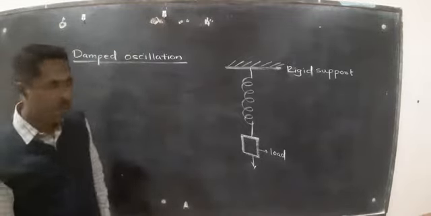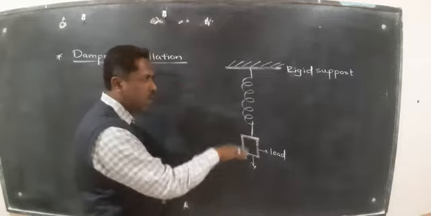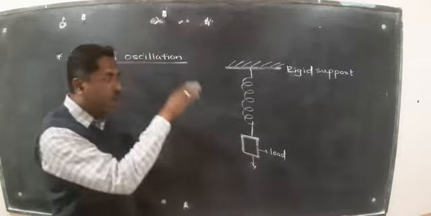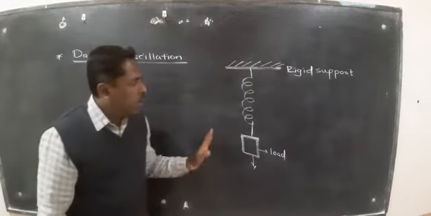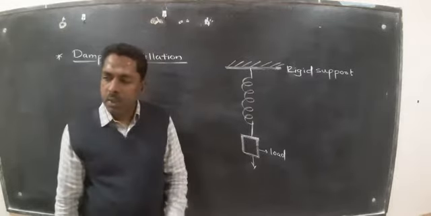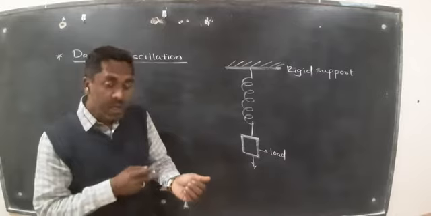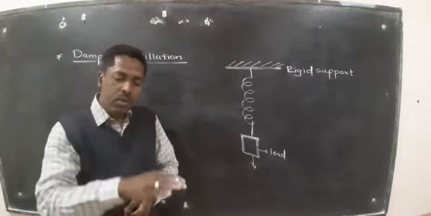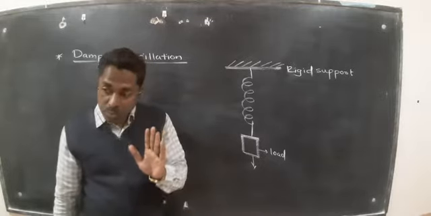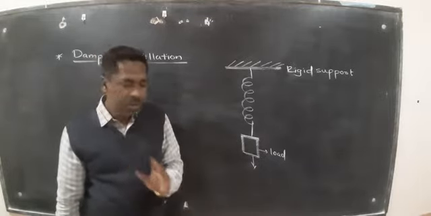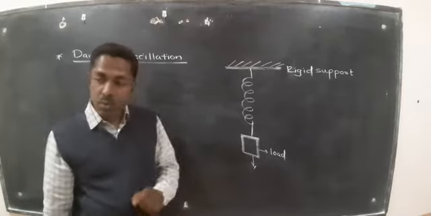What happens? The load starts oscillating, moving up and down, up and down. While observing, we conclude that with increase of time, slowly the up and down oscillation of the load decreases. It means that with increase of time, the amplitude of oscillation decreases.